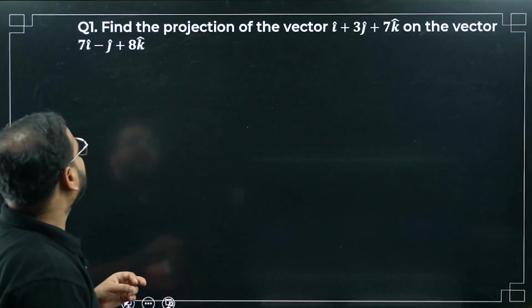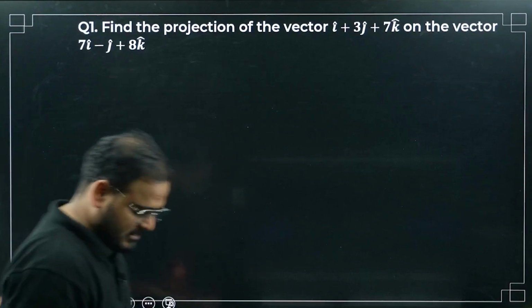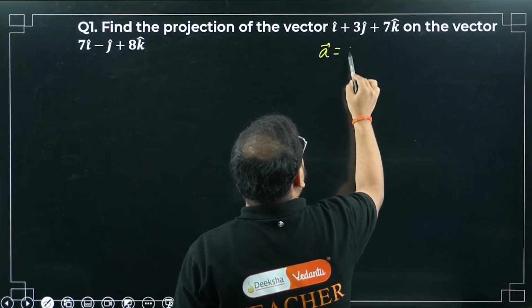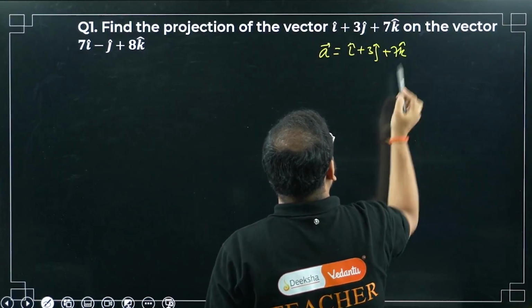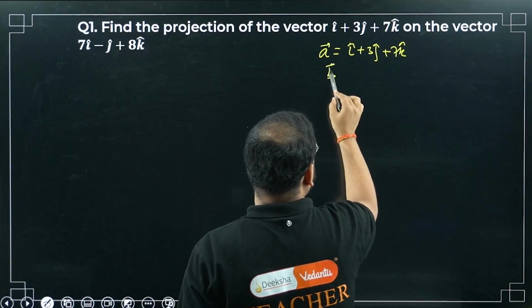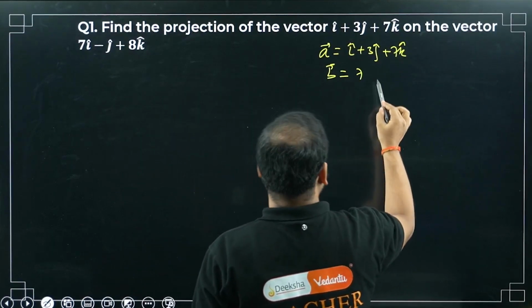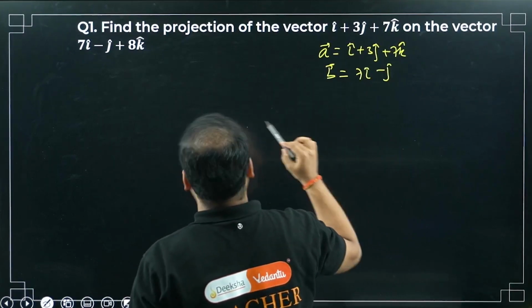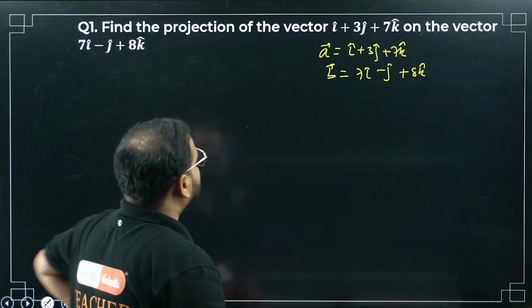Okay, moving on to the first question. Find the projection of the vector given like this on the vector given like this. Let's write this to be vector A. My vector is I cap plus 3j cap plus 7k cap. What is vector B? Vector B is 7 I cap minus j cap plus 8 k cap. So great.